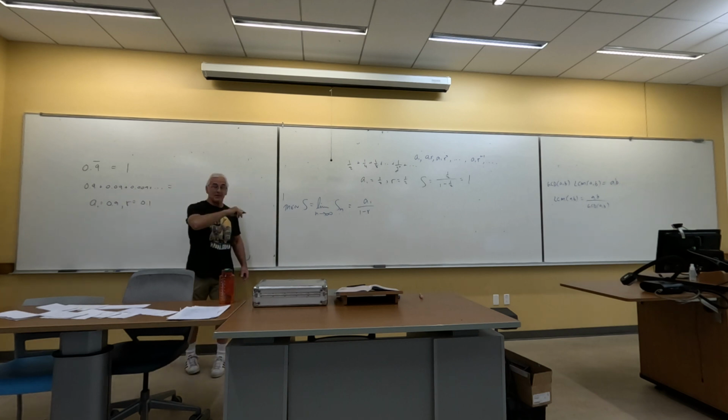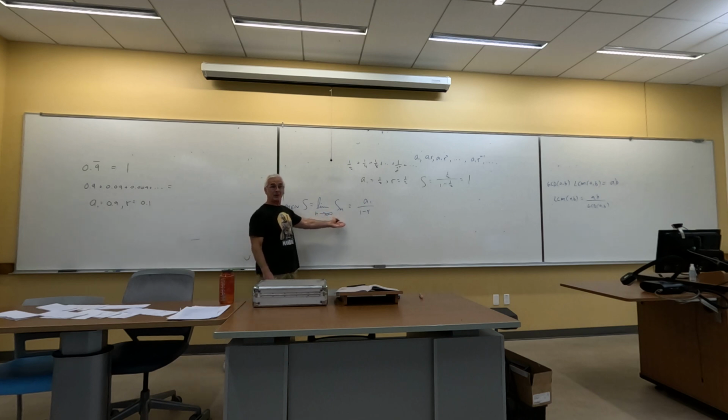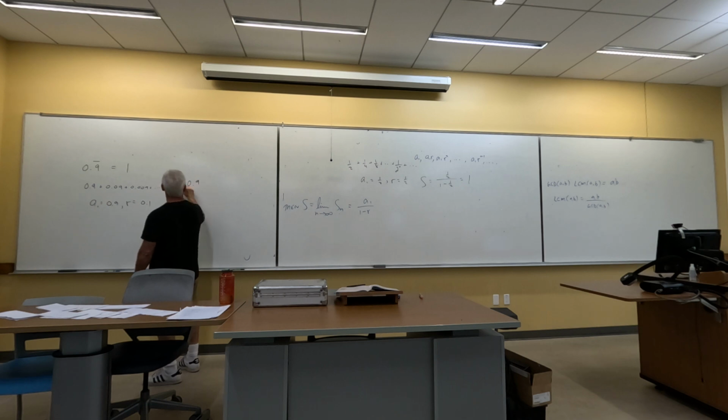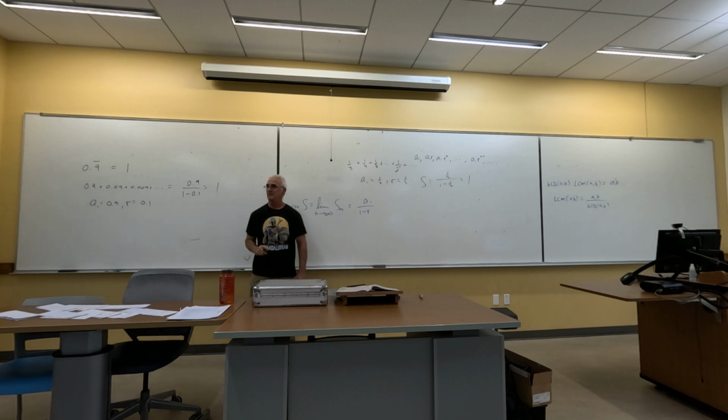That's an absolute. This is something that is foundational in calculus and DiffEq and a lot of geometry. So according to that, this is equal to what? 0.9 over 1 minus 0.1, which is exactly 1. There's your first proof.